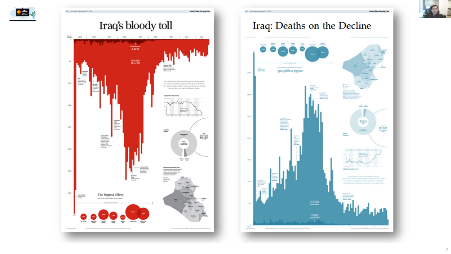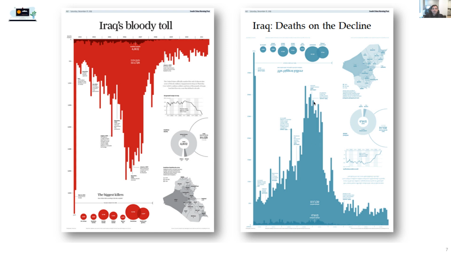Same data can often be explained in multiple ways. Consider these two dashboards. They have completely different messages, and yet the only difference is the title, the color, and the orientation of the bars. This looks like a smear of blood. This is emphasizing the number of deaths in Iraq during the war in the 2000s and how devastating it's been.